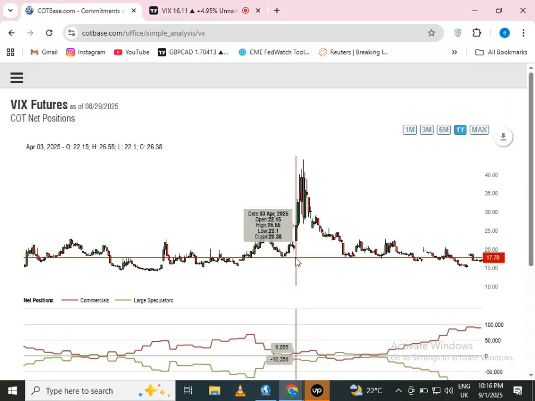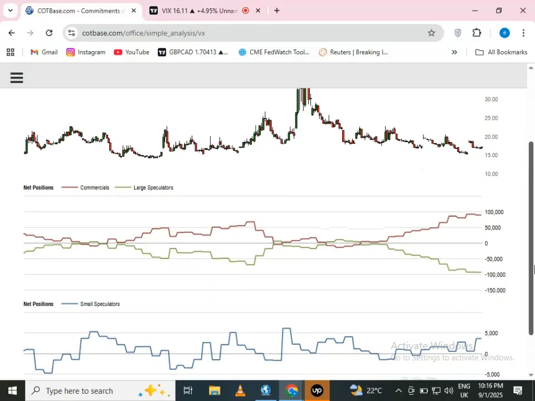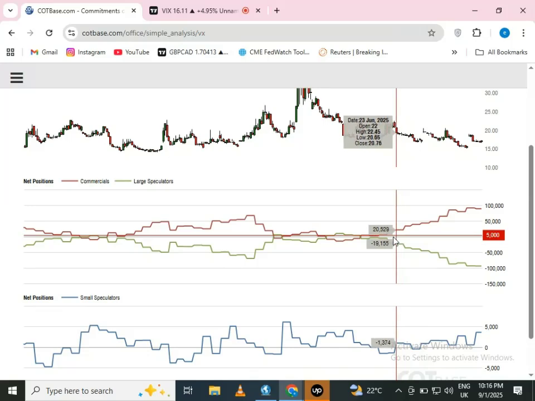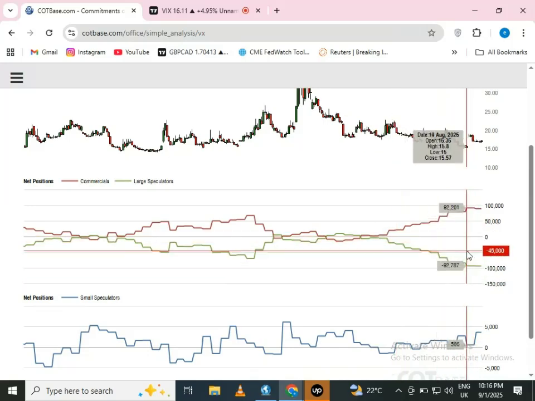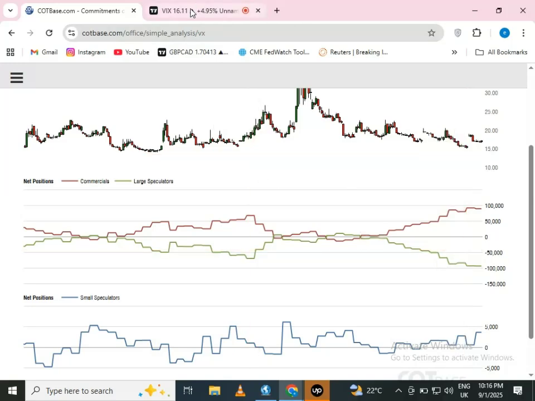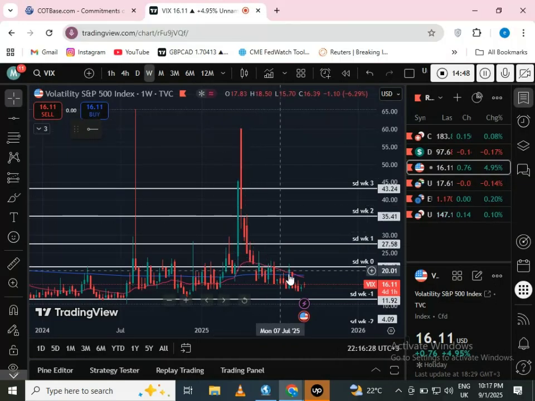So let's look at the market. What are the large speculators doing in the market? You see, the large speculators are also selling the volatility. You see, they are continuing selling the volatility. So what will it mean to the market? As you can see here, this is what happened to the market. You see the position.